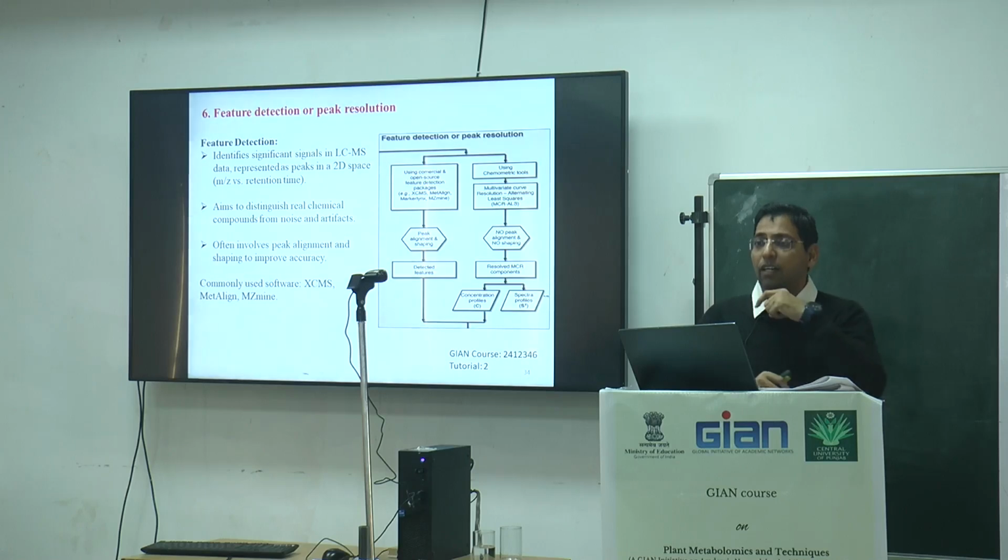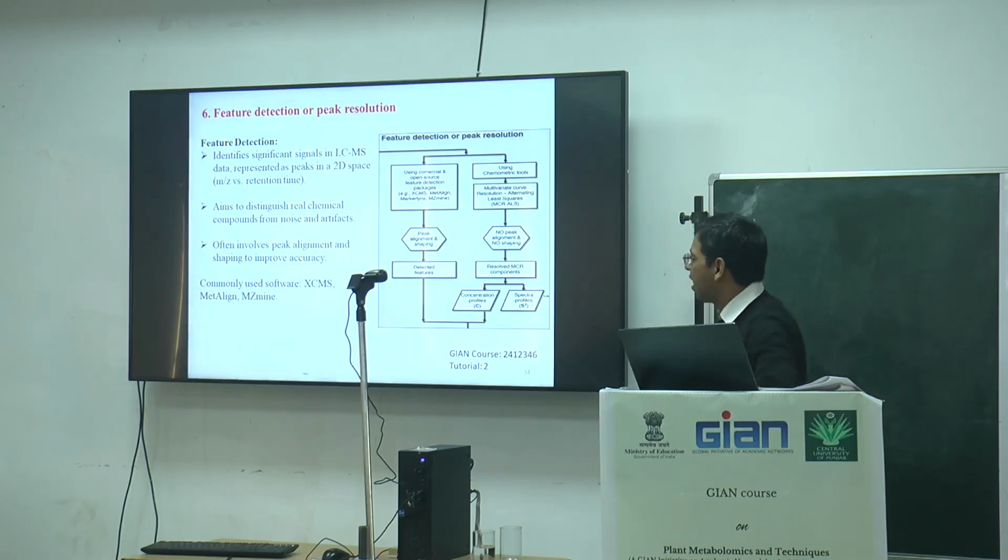So it has 9 steps. Now I am coming to step 6. It is feature detection and peak resolution for the non-targeted approach. We have to identify the mass-to-charge ratio with respect to the retention time. The aim is to distinguish the real chemical compounds from the noise and artifacts. It often involves peak alignment and shaping to improve the accuracy. XCMS is the common software. Other software are MetaLine and MZmine, which are used here. So this is the normal course of feature detection and peak resolution.